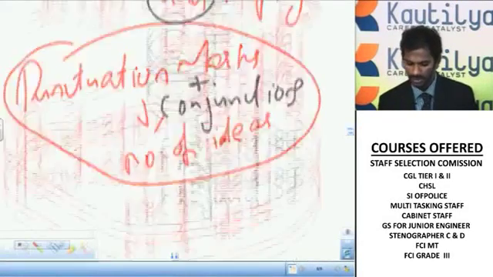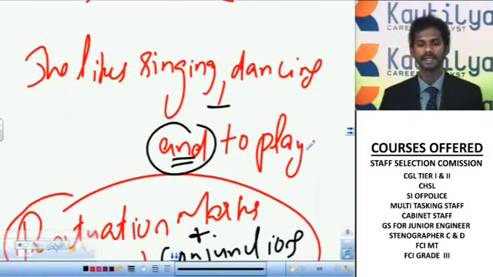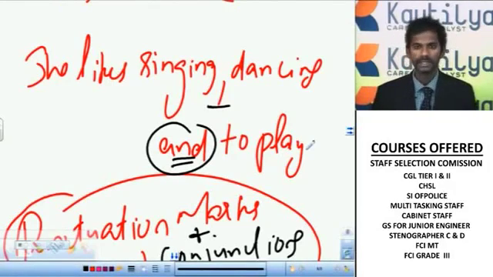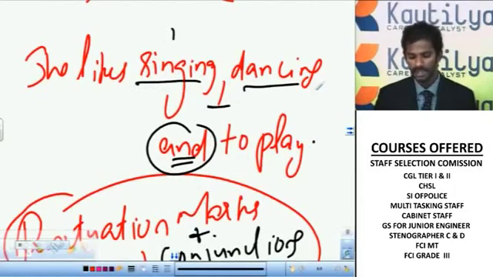So my sentence was, she likes singing, dancing and to play. I said there are 3 ideas in this sentence, shown by the punctuation mark comma and the conjunction and. Anyway, a sentence should end with a full stop, no doubt in that. There are 3 ideas in this sentence. Singing is one idea, dancing is the other idea, and to play is the third one.